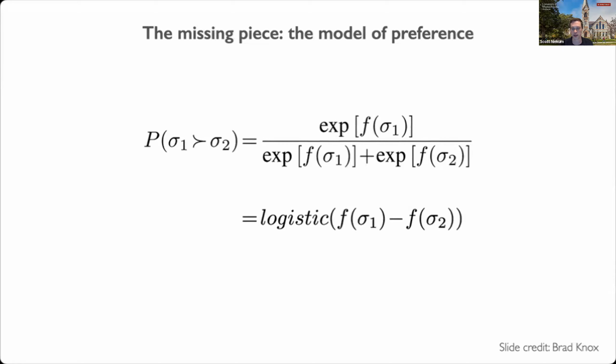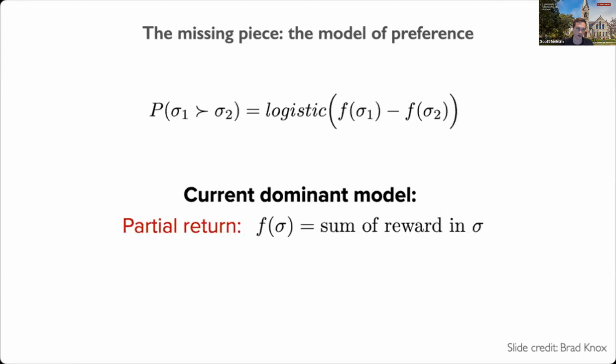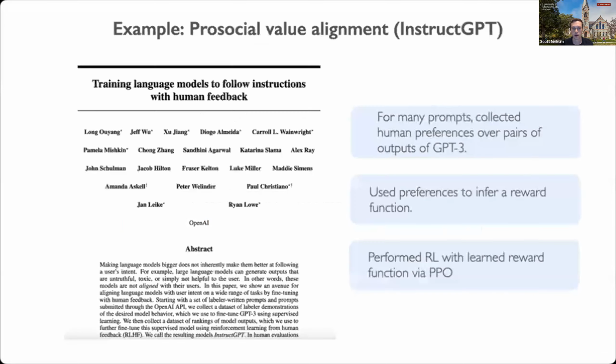So, of course, the key question then is, well, what are you using for f? What's your score function? The current dominant model that's used in virtually all those papers that I just showed is the partial return. In other words, the sum of rewards in the trajectory snippet sigma, which seems reasonable. The more reward a snippet gets, it seems that people would prefer it more and more over a snippet or a trajectory with less reward in it.